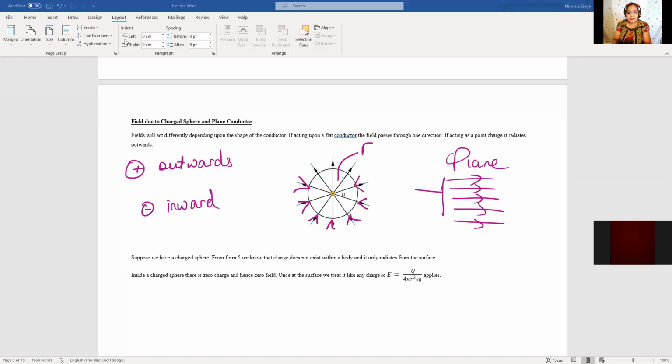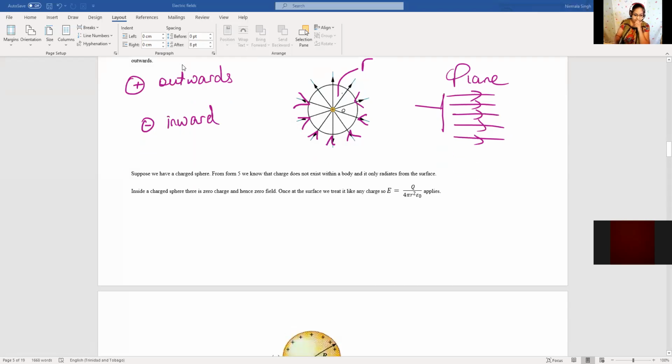And it only radiates from the surface. Inside a charged sphere, there is zero charge. And this was investigated by Tesla and somebody else. I think it was Kirchhoff. But we all know about Tesla, we all know about the brilliance and genius. No, we're not looking at Tesla, the car. We're looking at Tesla, one of the greatest minds ever that you've never heard of.